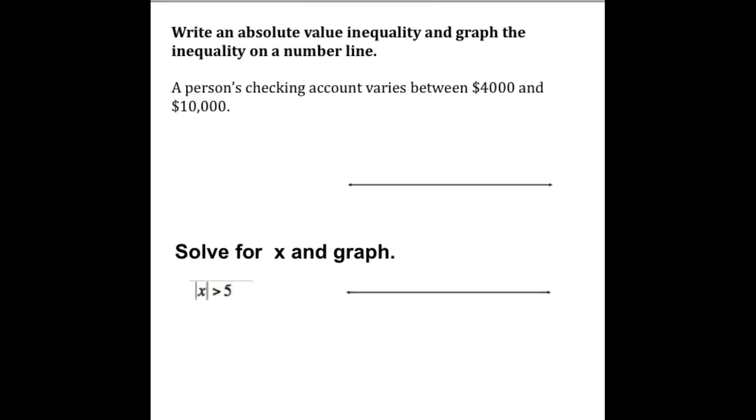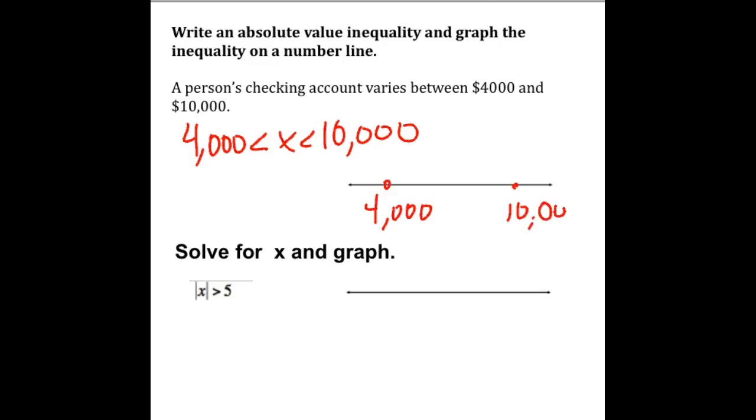So it says write an absolute value inequality and graph the inequality on a number line. A person's checking account varies between $4,000 and $10,000. So we know that this person's checking account is going to be between 4,000 and 10,000. That's a pretty basic, quick review. When we graph that, remember we're going to graph a point at 4,000 and a point at 10,000. Is it open or closed? Well, it's between those, so it's going to be open because we use the less thans and we shade in between. So that's your basic "and" inequality.